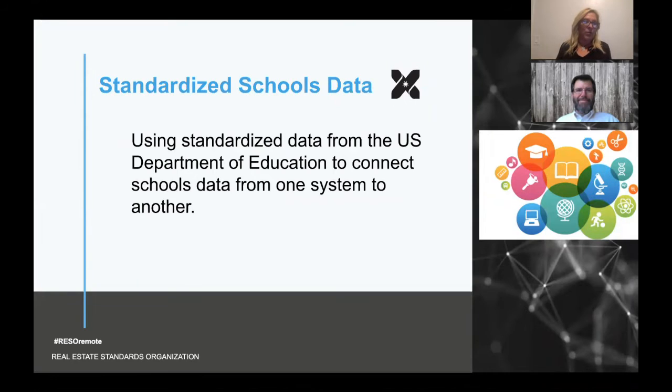So what we want to talk about is our consideration of using standardized schools data from the U.S. Department of Education to make connecting from one real estate system to another easier, using some standardized data that we're getting from an external source. It's definitely a need that we have in the industry today, no doubt.